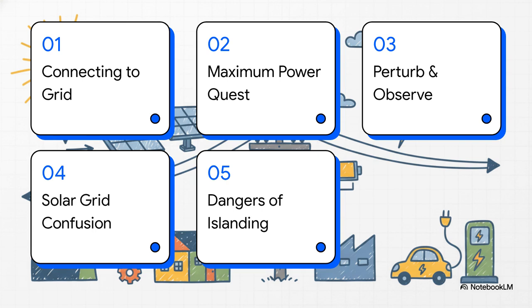Okay, so here's our roadmap for today. We'll be hitting 5 main stops: connecting solar to the grid, the quest for maximum power, how Perturb and Observe works, when solar confuses the grid, and finally, the dangers of islanding.